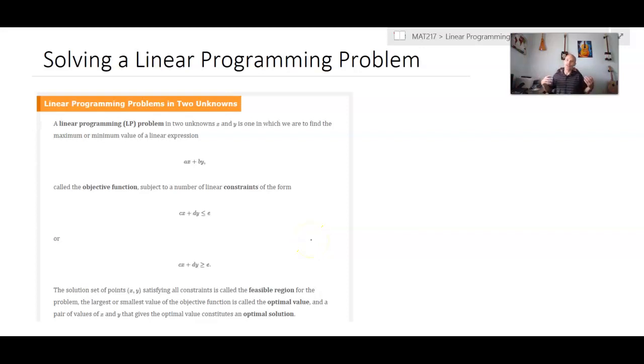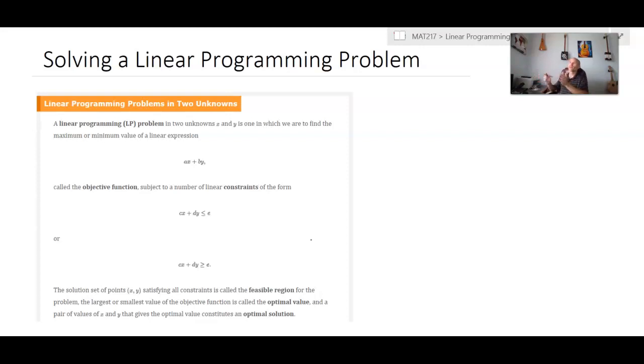In this video, we're going to finally look at the complete picture of a linear programming problem. So far we've learned that a linear programming problem has some sort of objective function that we either want to maximize or minimize. And these linear programming problems require that our objective function is linear in form.